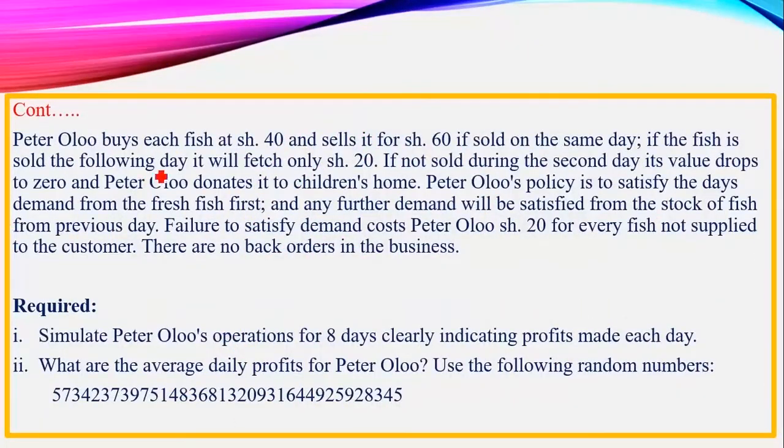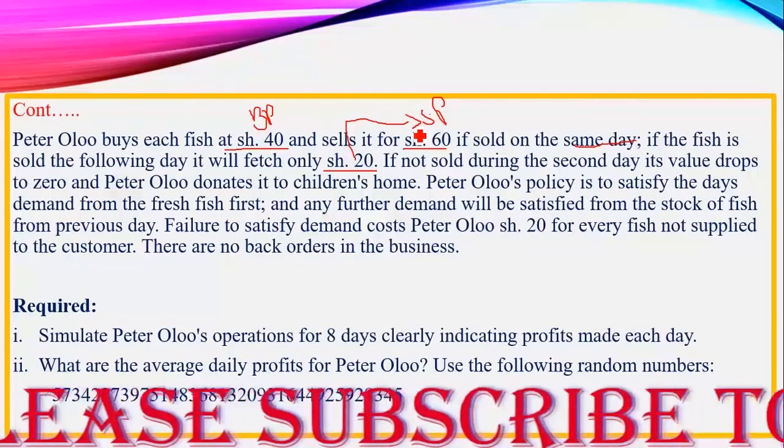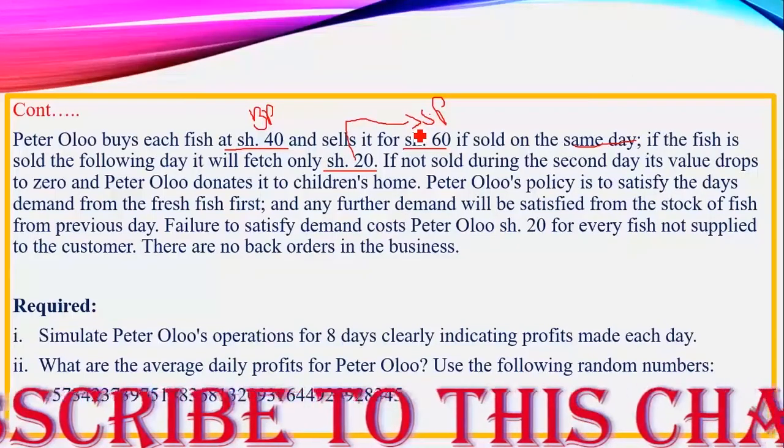We continue. Peter Olo buys each fish at 40 shillings. So 40 shillings here is the buying price per fish. And if that fish is sold the same day, it is going to fetch 60 shillings in the market. So this is the selling price if the fish is sold fresh. Then if it is sold the next day, it will only fetch 20 shillings. So the selling price for the next day, that is fish belonging to the previous day, fish that were not sold but are sold the next day, is 20 shillings.